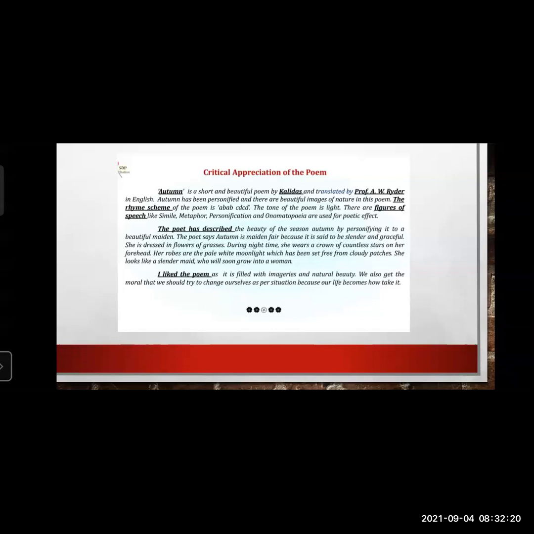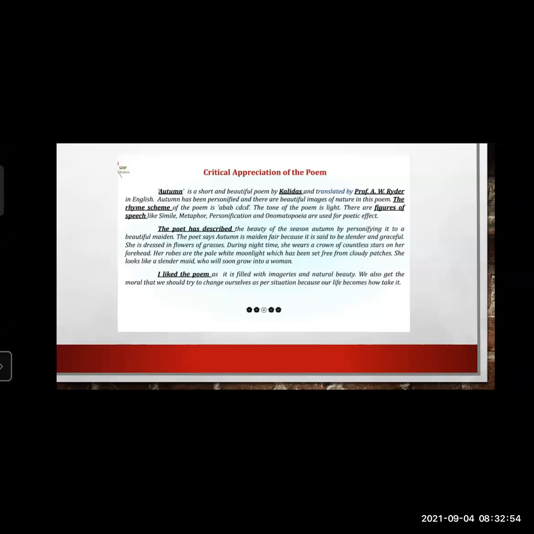The poet has described the beauty of the season autumn by personifying it as a beautiful maiden. The poet says autumn is a maiden fair because she is said to be slender and graceful. The poet has explained that autumn is like a beautiful young girl, very beautiful and slim, and also looks very graceful. She is dressed in flowers of grasses. She wears a dress of flowers and grass.